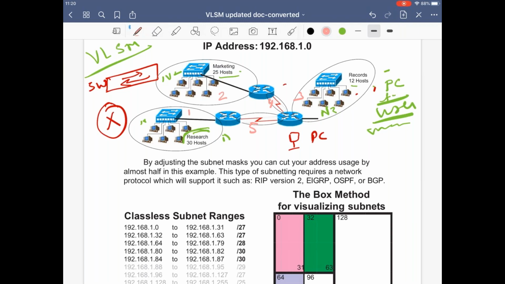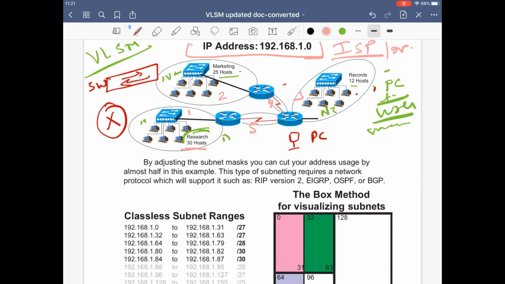We will start with the highest host requirement. The highest host requirement is in the research department. Just imagine that this is your own organization, and you have different departments, right? And who will give this? This will be provided by the ISP, or the organization can choose this according to their requirement.